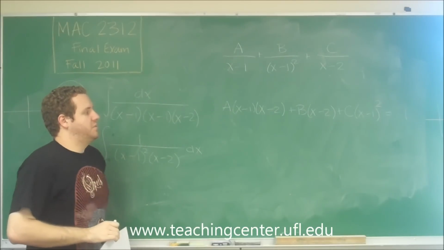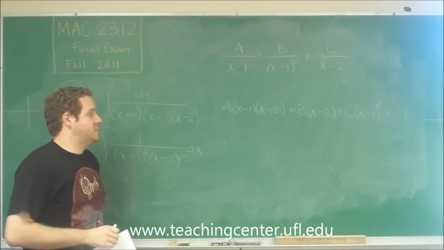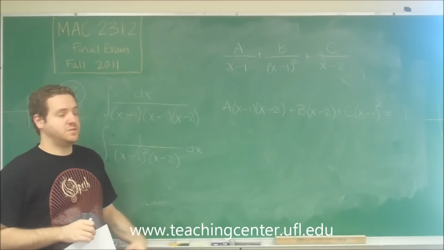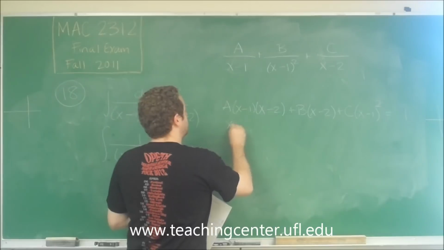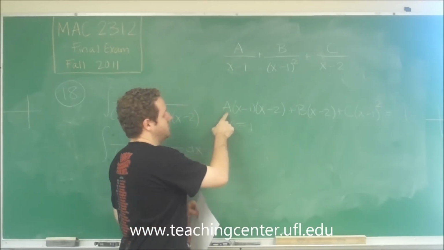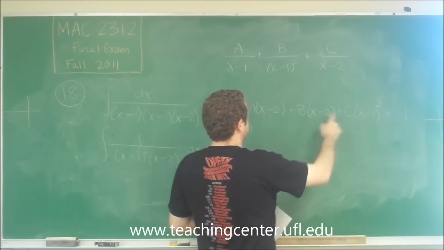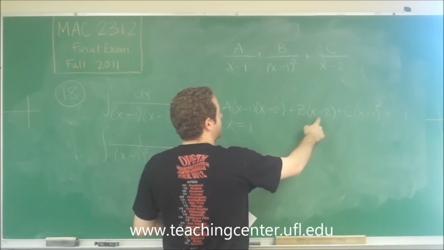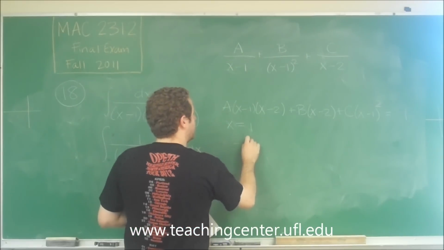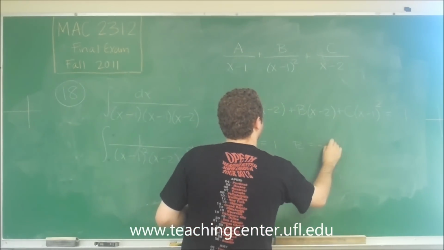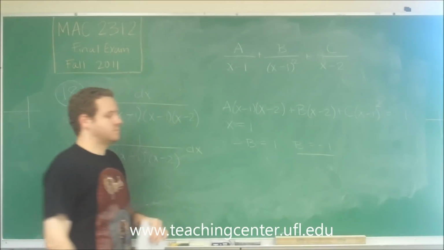So we can do this a couple different ways. Since it's really easy in this case to plug in values for x that'll cancel them out, let's do that first. If x equals 1, that gets rid of this because that would be 0, and this. So we get B times 1 minus 2. So we get negative B equals 1, B equals negative 1.